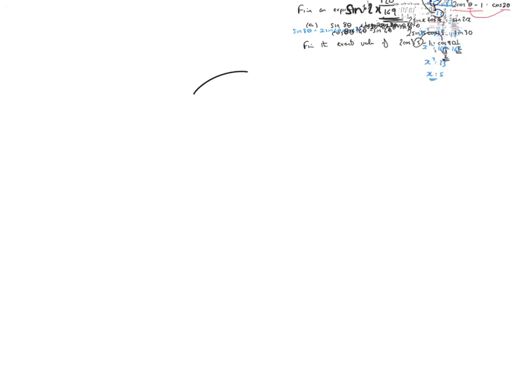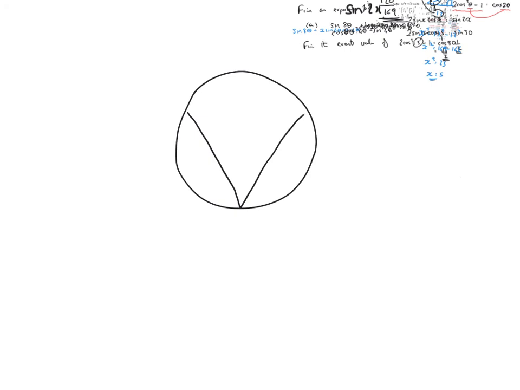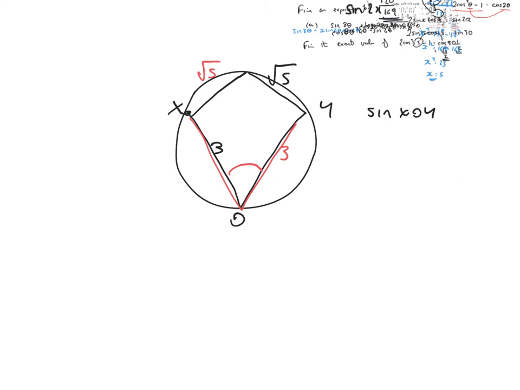Okay, let's try one more problem. We've got a circle. Inside the circle we've got a kite. And we're told that this bit's x, o, and y. We're told that that side is root 5, and that's 3. Since it's a kite, I can immediately say that that'll be 3, and that's also root 5. The question says, find sine x o y. So I want to find this angle here, sine of that angle.